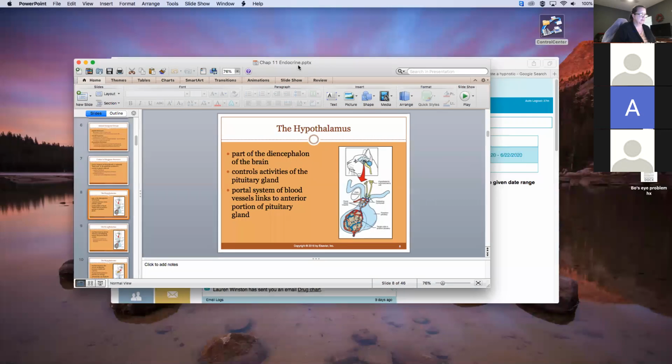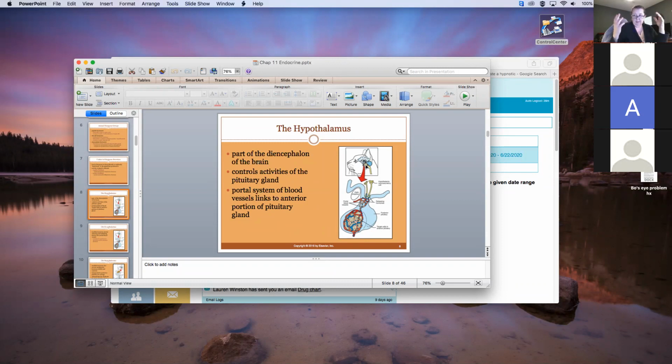But basically, remember the hypothalamus is in the diencephalon in the brain, and it controls the actions of the pituitary. Now, the pituitary is the master endocrine gland, but it is controlled by the hypothalamus. Remember, the CEO versus the plant manager.